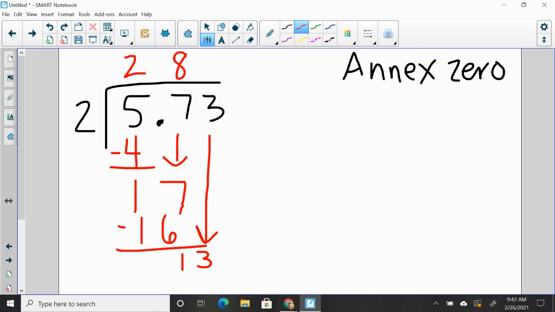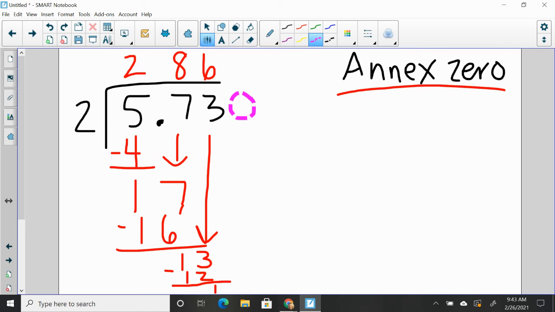6. Okay, so the 6 is going to go up here, and 6 times 2 is 12. I'm going to run out of room down here at the bottom. Okay, and 13 minus 12 is 1. So I've got that left over, and I'm not going to write R1 up here, okay? So what I'm going to do is instead of writing R1, I'm going to add an annex 0, right here at the end.